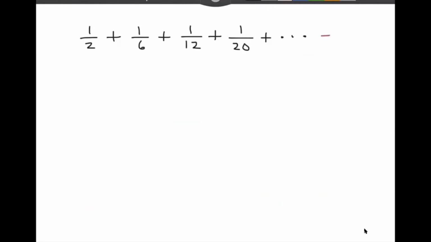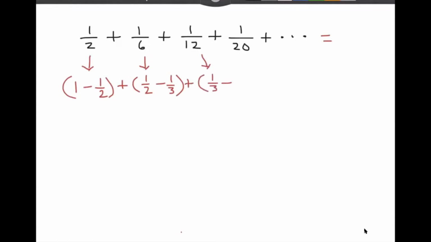All right. Why do I say that? Because 1/2, you can write it as 1 minus 1/2. 1/6, you can write as 1/2 minus 1/3. 1/12, you can write as 1/3 minus 1/4. 1/20th you can write as 1/4 minus 1/5. Oh, so it's the same series that we were just looking at. It's just written in a different form.